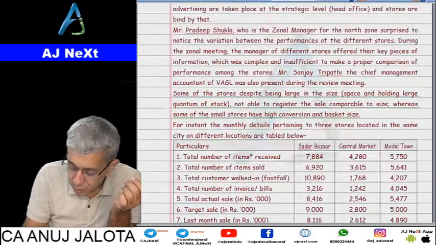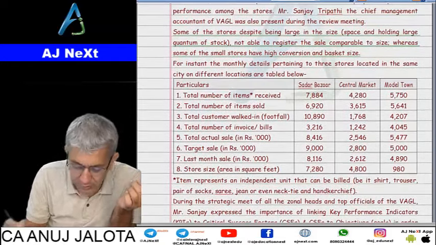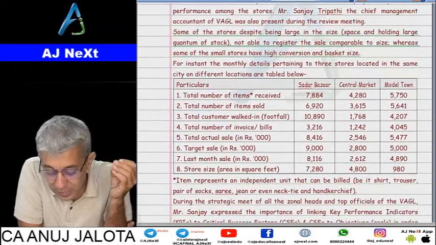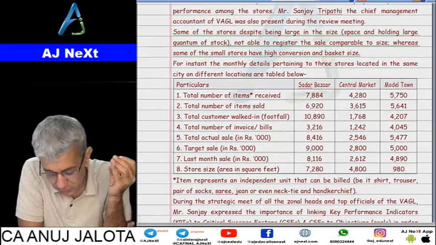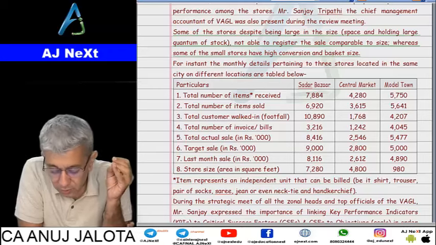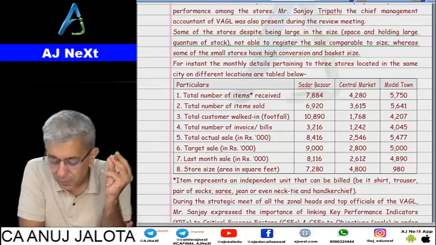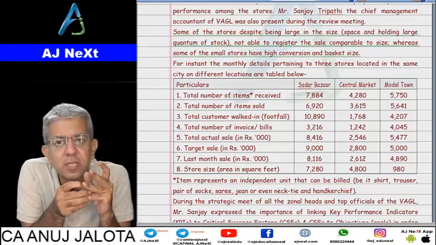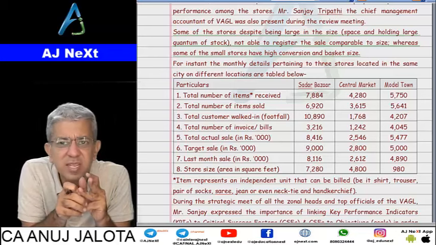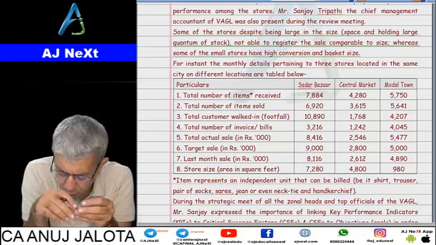Okay, so what happened in that meeting? Let's try to see that. Some of the stores, despite being large in size and space, and holding large quantum of stock, were not able to register sales comparable to the size. So they are saying that some of the stores were very large, but their sales were not comparable to their large size. Sales should also be strong here.